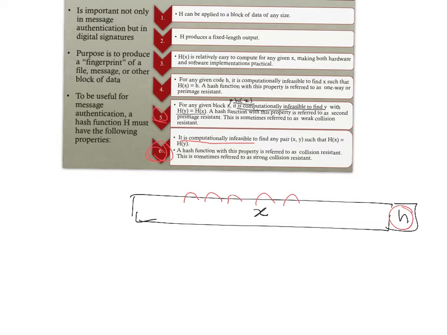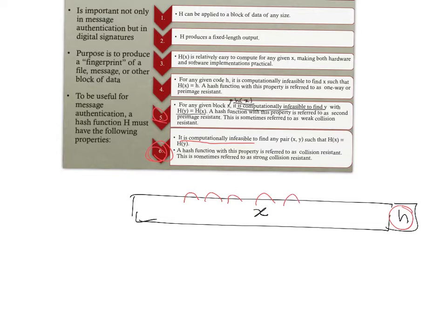Number 5, they call it weak collision. Weak collision because I gave you already X, so you need to manipulate X to get to Y. Okay? Number 6, they call it a strong collision. Strong collision here means that any two messages, they can collide.